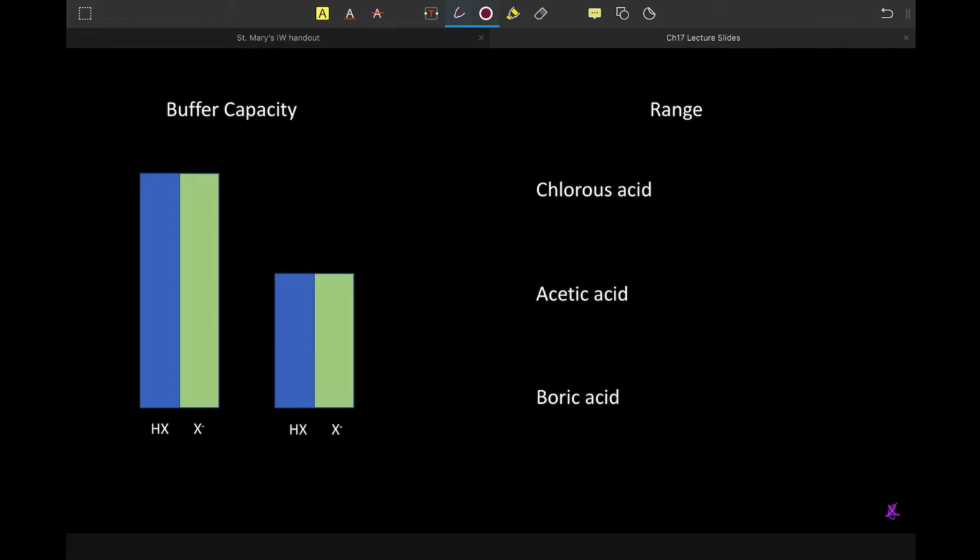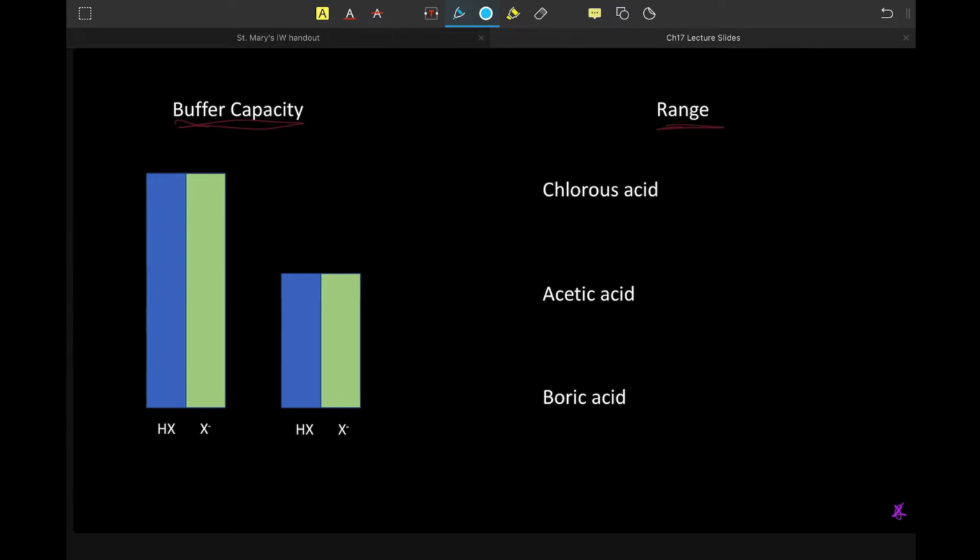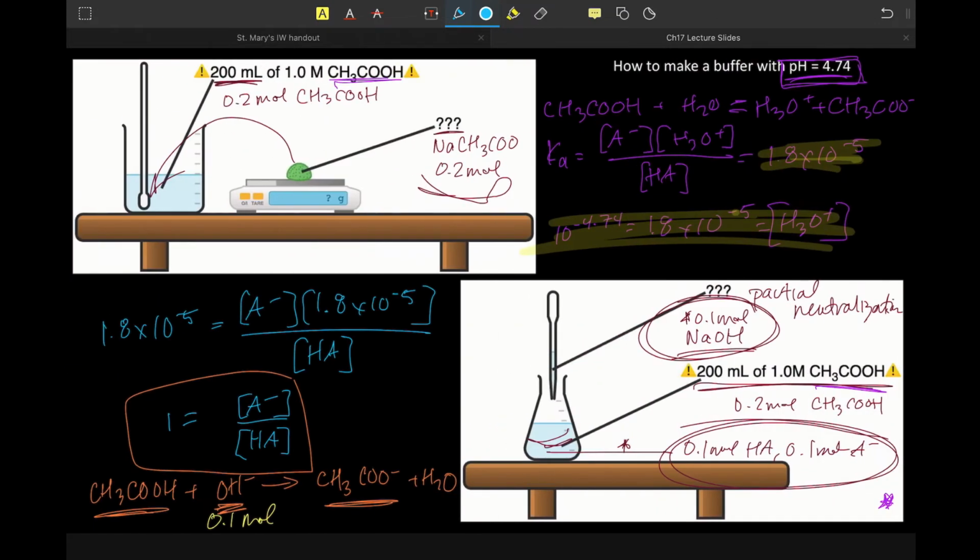Still going. 17.2, and now we're going to talk a little bit about the terms buffer capacity and buffer range. We're going to talk about it in the context of that previous problem, so we're going to skip some slides and go back and do those. In that buffer problem, we created two different buffers with the same exact pH, made with different strategies. One had 0.2 moles and 0.2 moles, and one had 0.1 mole versus 0.1 mole.